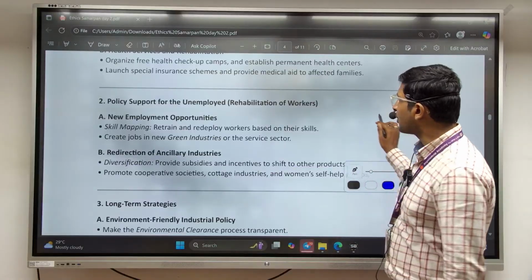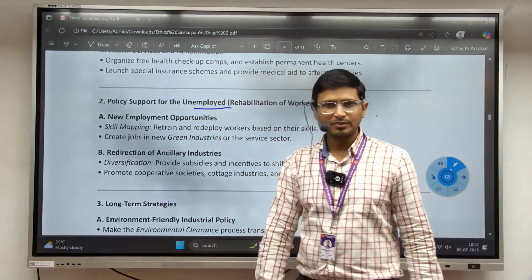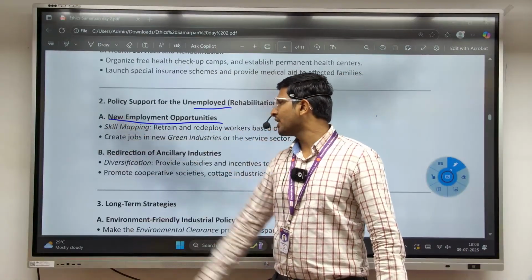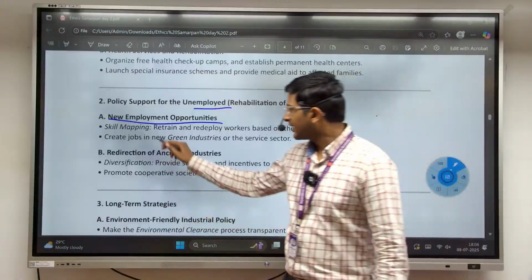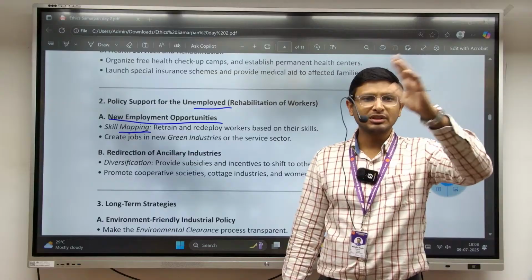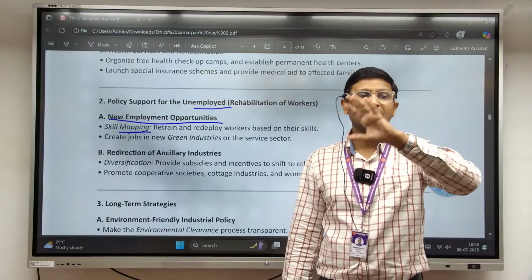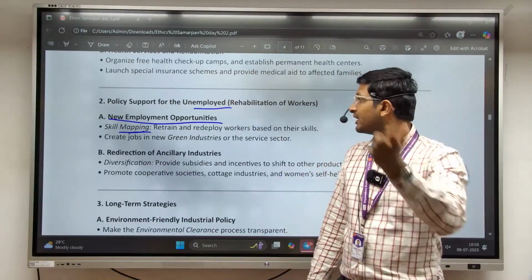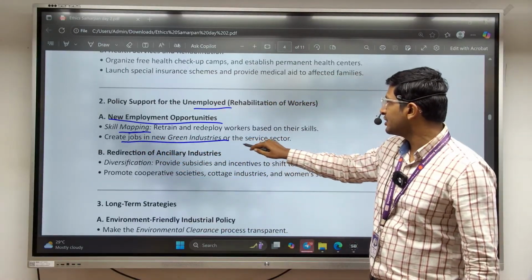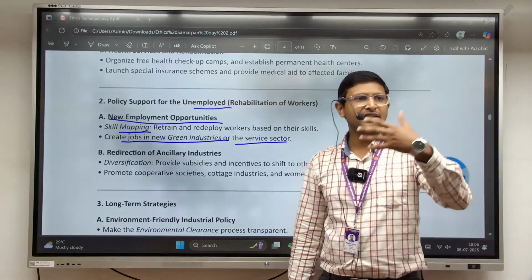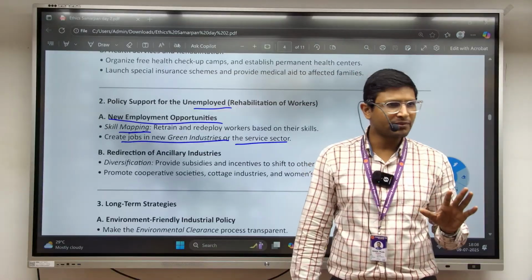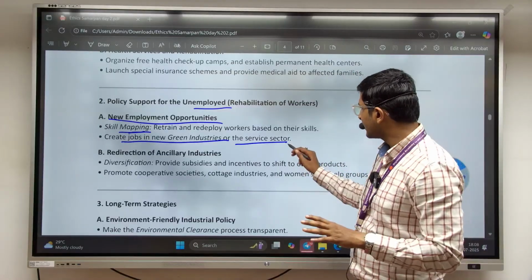Then you have to give the policy support to the unemployed people also. So many people are unemployed. So for that you have to start new employment opportunities, like give skill mapping. Understand what skills the unemployed people have, and you provide them jobs according to their skills. Create jobs in new green industries or the service sector, नई इंडस्ट्रीज इस्टेब्लिश करो. ग्रीन इंडस्ट्रीज मीन्स द इंडस्ट्रीज विच आर एनवायरमेंट फ्रेंडली, ऐसे इंडस्ट्रीज हो गया, सर्विस सेक्टर होगा, वहां पे उन्हें जॉब दो.